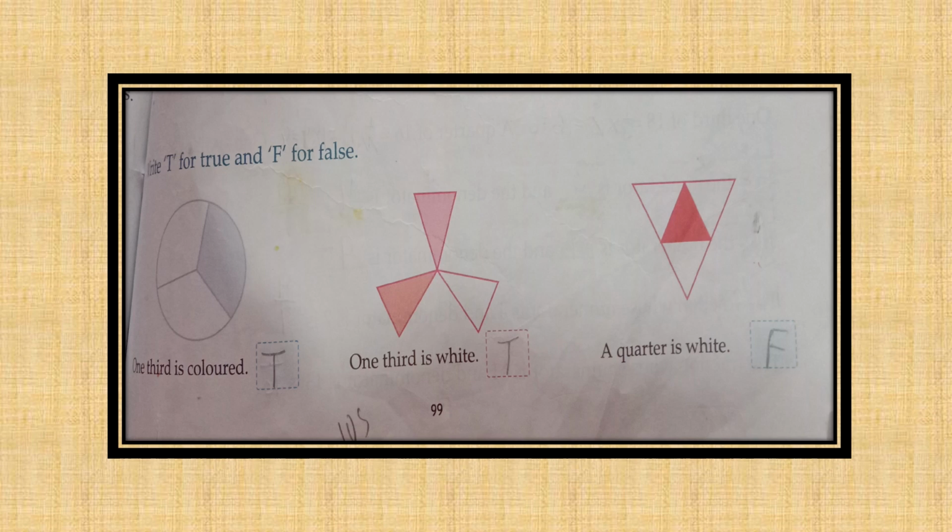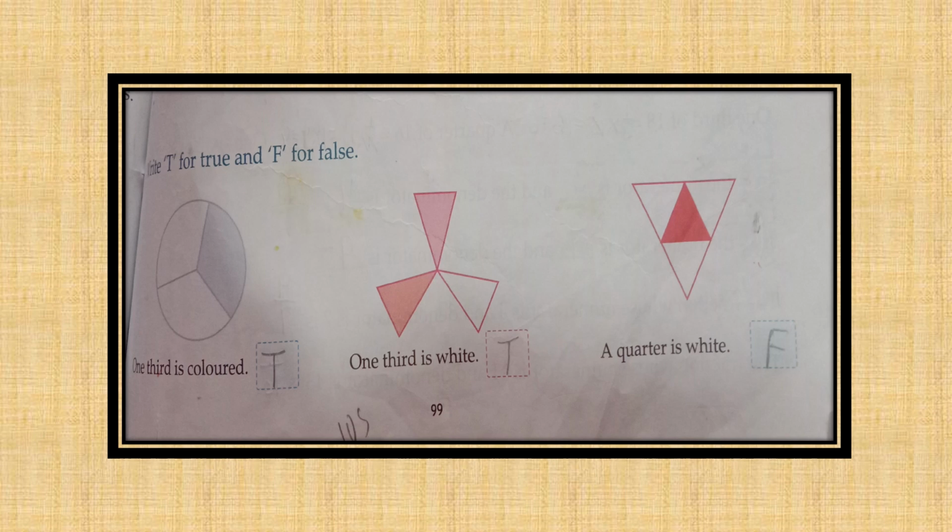Second question here. You can see 2 portions are colored and 1 portion is not colored. And what is the statement written here? That 1/3 is white, meaning out of 3, 1 is white. So yes, here also it is like this. 1 is white and the other 2 are not. So it is also correct, or you can say true.